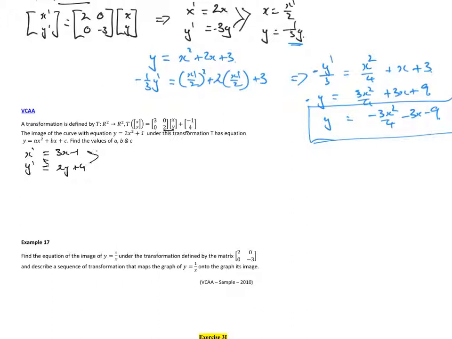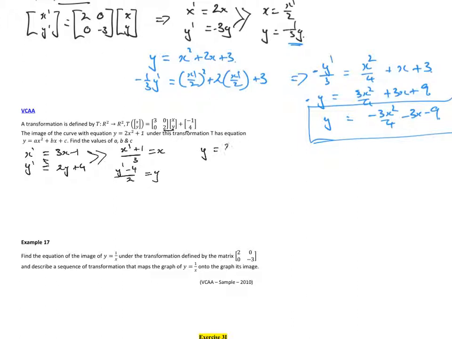So let's rearrange again because our equation is y equals x squared. So let's get what y and x are. So x dash plus 1 on 3 is equal to x, and y dash minus 4 on 2 is equal to y. And we substitute those two values into the equation that we've been given.